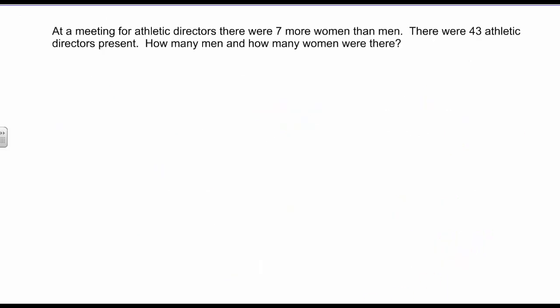Let's take a look at another problem that lends itself to this. At a meeting, you've got 7 more women than men. There are 43 total people there, and how many women are there and how many men are there in this group? I could actually do this with one variable because I have a comparable relationship with men and women, but for the sake of argument, let's just do this with two variables. So I'll do this W for women, M for men. So I know there are 7 more women than men. So if I say men plus 7 is equal to women, then there are 7 more women than men.